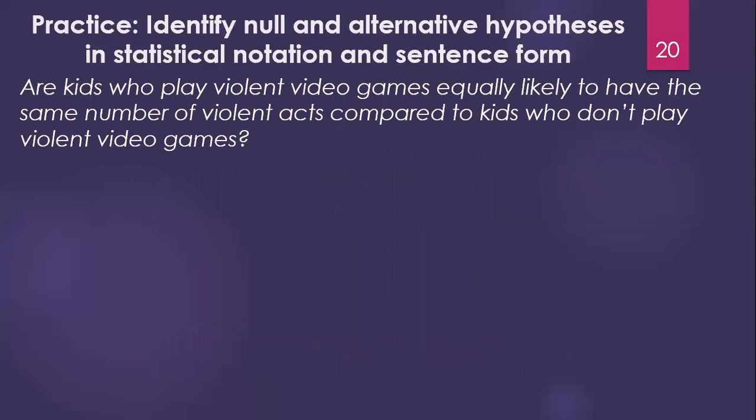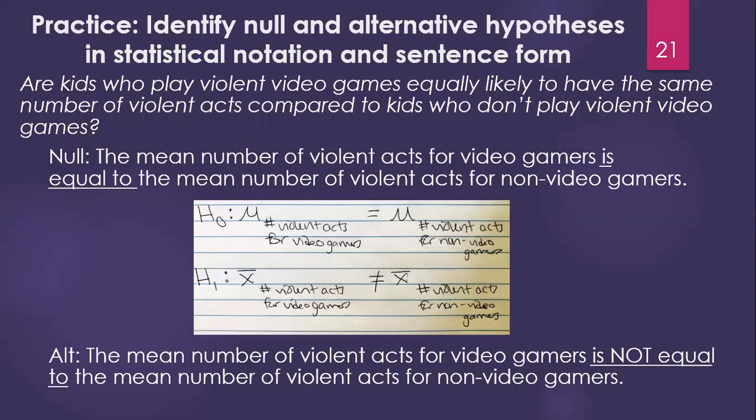Last practice one then is to ask, are kids who play violent video games equally likely to have the same number of violent acts compared to kids who don't play violent video games? So again, start from the point of asking yourself, what are the two variables, what are the two things being studied? Here, one of them is playing violent video games or not. And the other thing being studied is violent acts. Use the blank influences blank to figure out which is the independent and which is the dependent. Here, our independent variable is playing violent video games or not, and our dependent variable is the number of violent acts, is violence. We think video games influence violence.